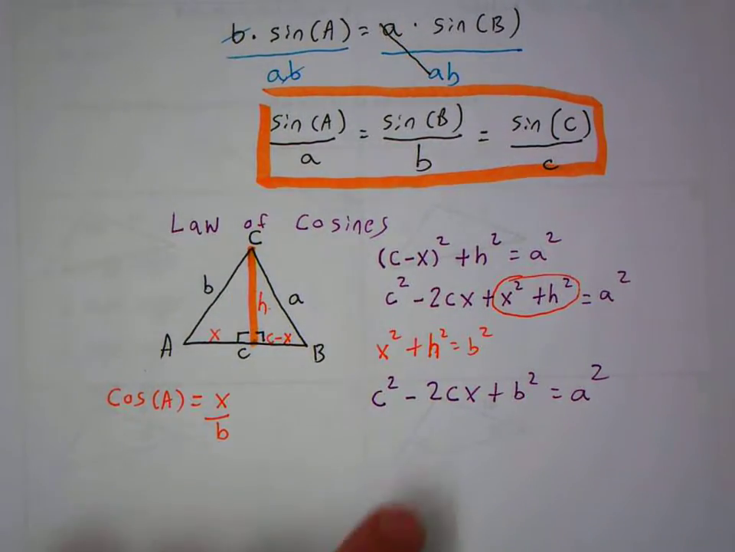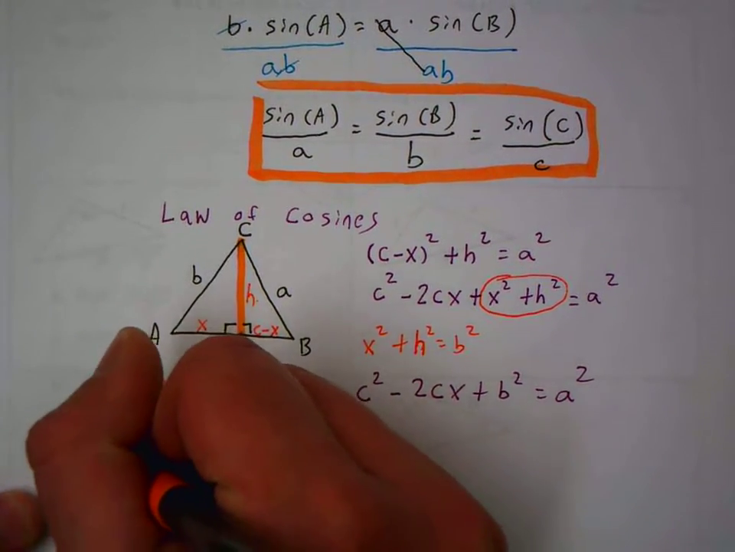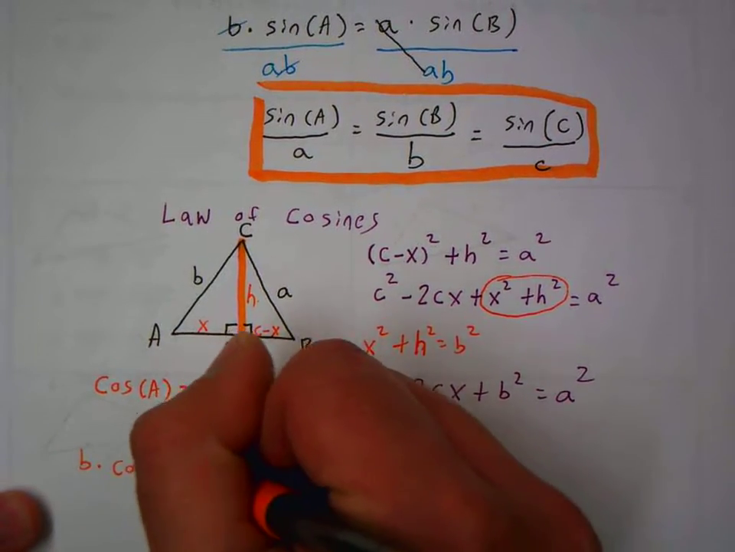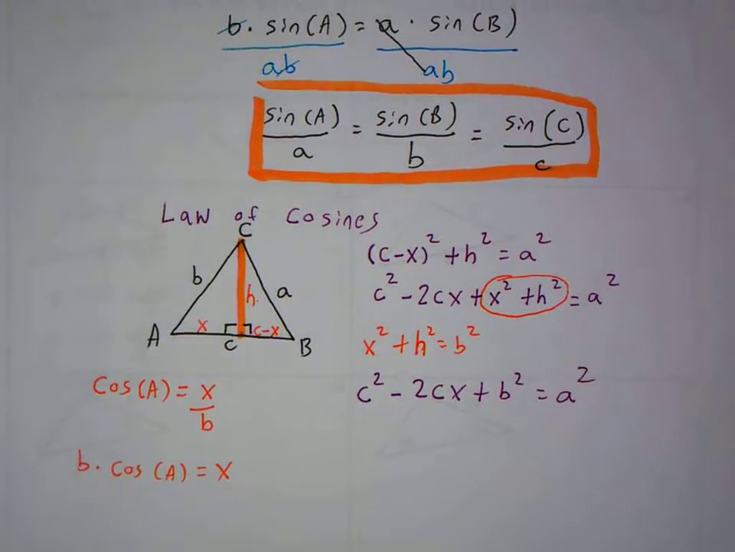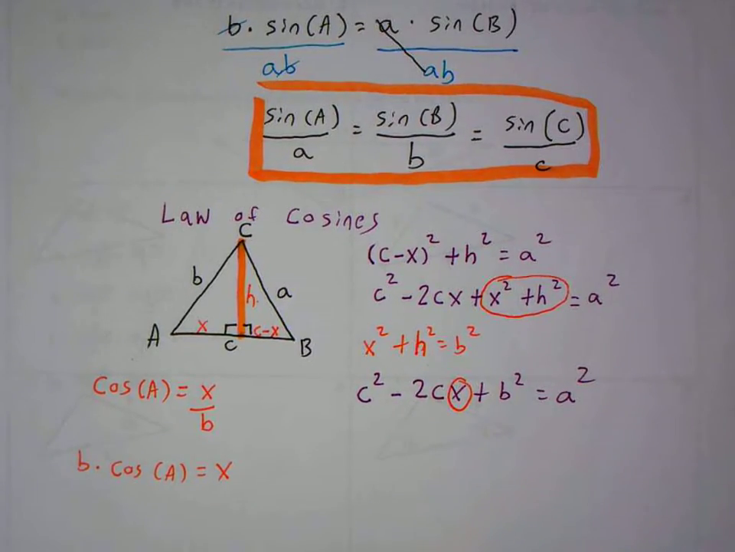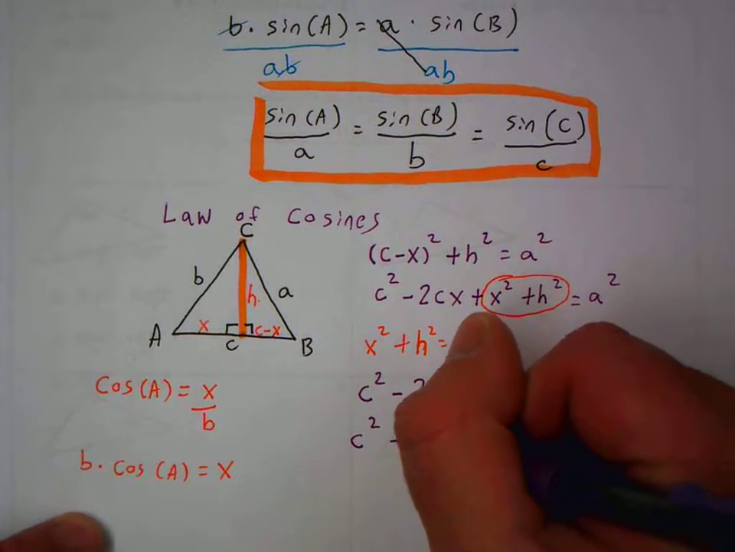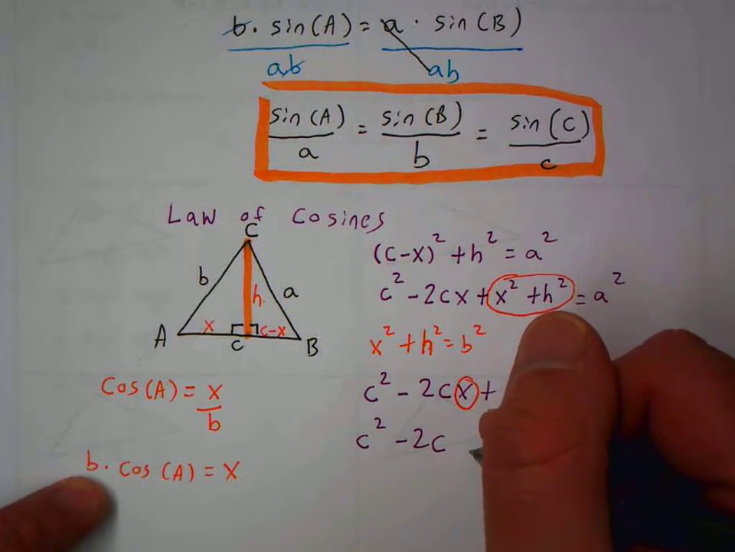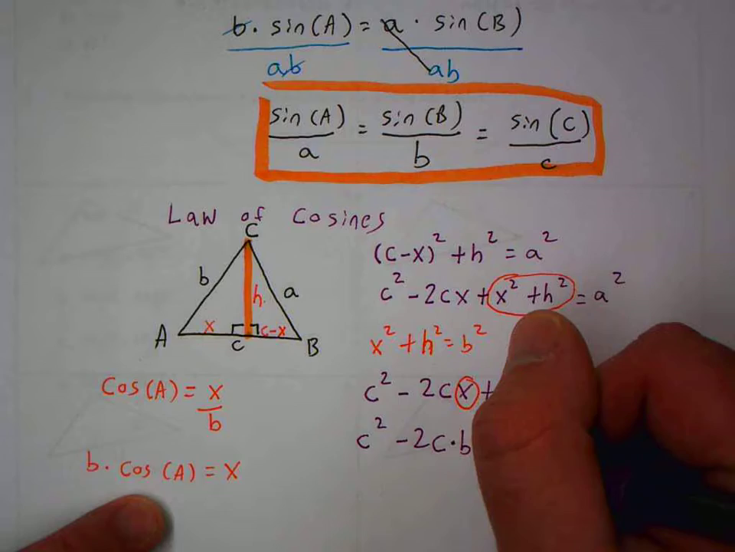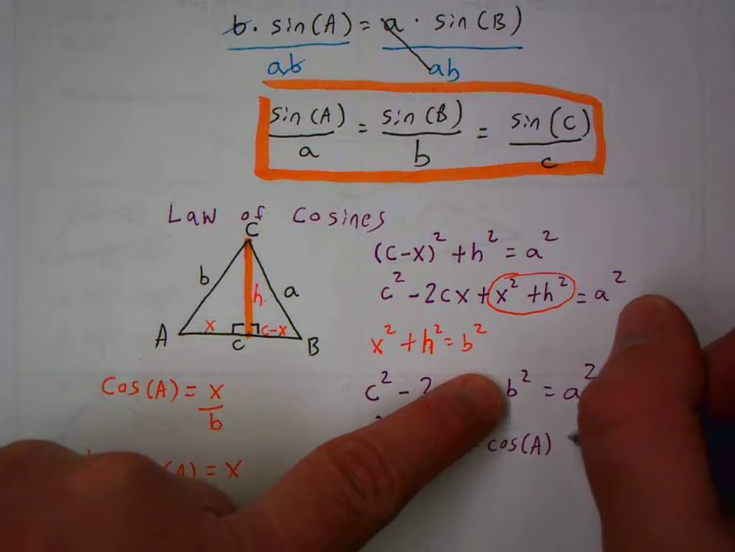And remember, my ultimate goal is to get rid of x. So I'm going to solve this for x, and I get b times the cosine of A equals x. So right here, instead of putting x, I'm going to put b times cosine of A. You may not understand all of this proof, and it's fine. I just want you to know how to use it. So if you're sitting there going, what? It's okay. I feel like I owe it to you to show you the proof.